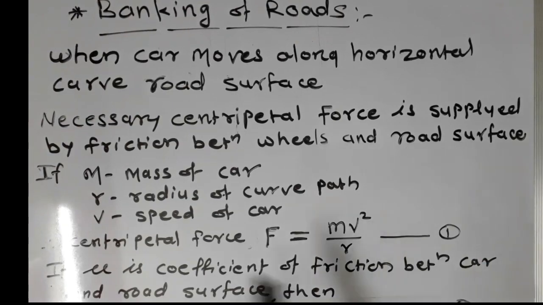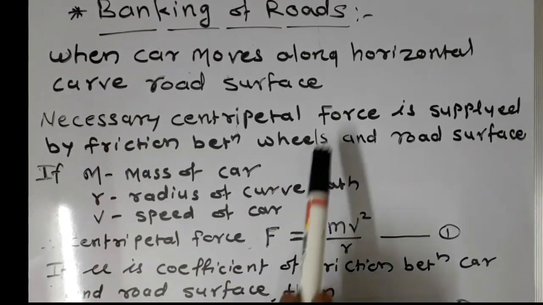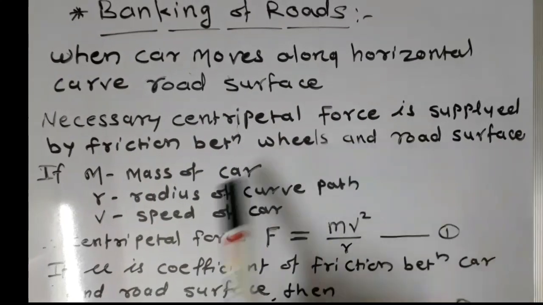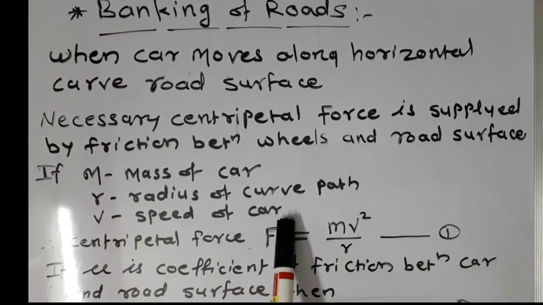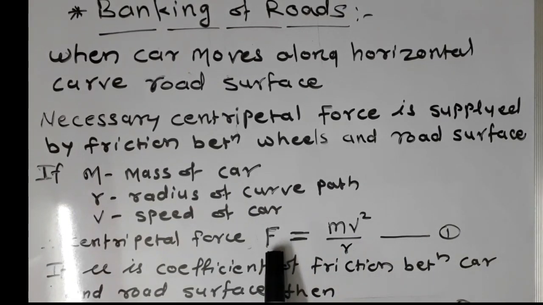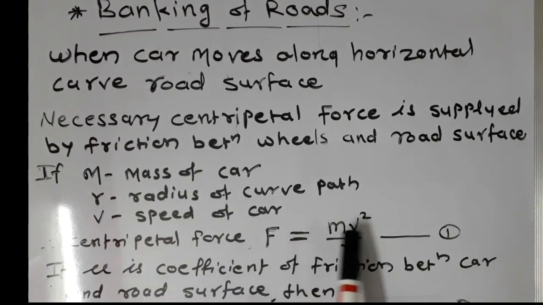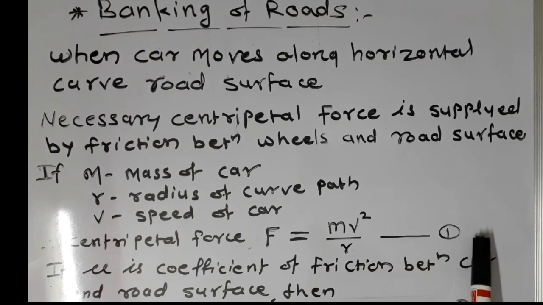Suppose m is the mass of the car, r is the radius of this curved path, and v is the speed of the car. Then you know that the centripetal force is given by F equals mv squared upon r. Here m is the mass, v is the speed, and r is the radius of the curved path. This is equation number 1.